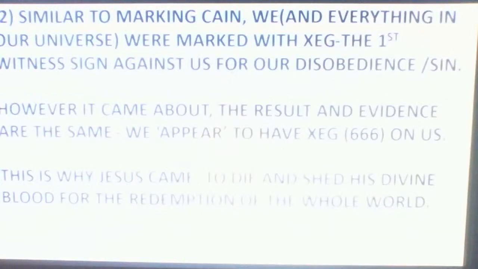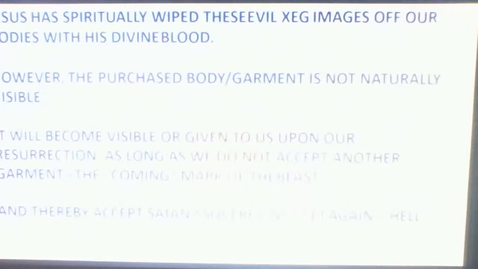Or two, similar to marking Cain, we and everything in our universe are marked with SEG, the first witness sign against us for our disobedience/sin. However it came about, the result and evidence are the same. We appear to have SEG on us. This is why Jesus came to die and shed his divine blood for the redemption of the whole world. Jesus has spiritually wiped these evil SEG images off our bodies with his divine blood.